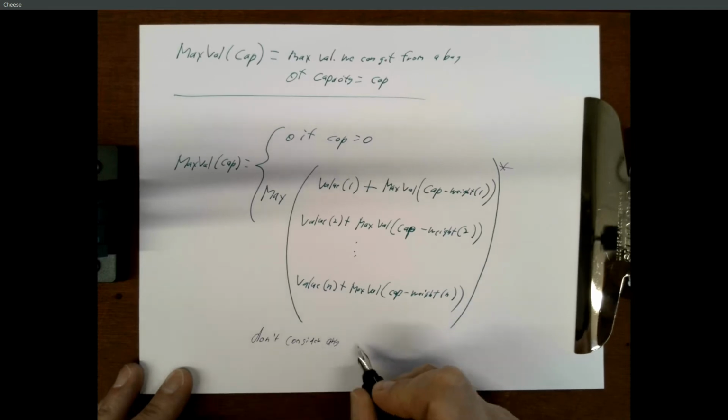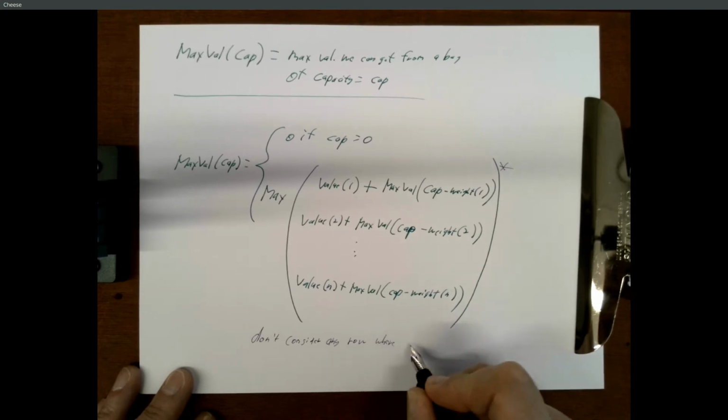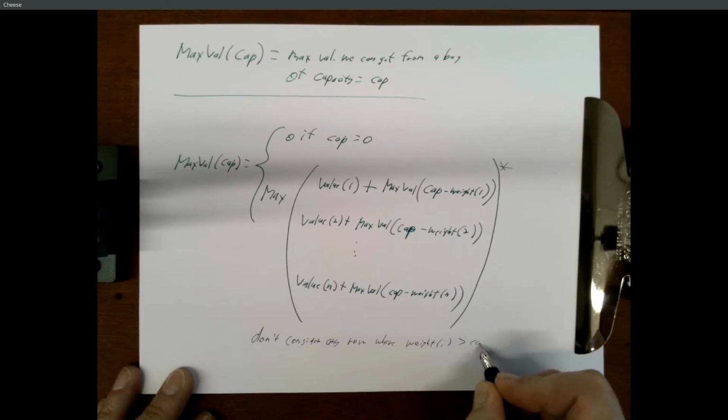Don't consider any row where the weight of the item is bigger than the capacity.